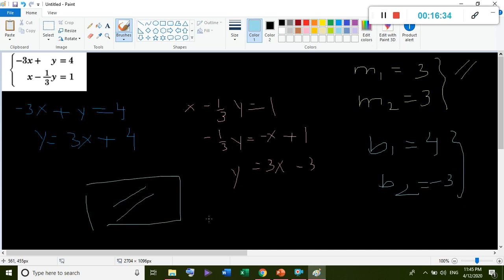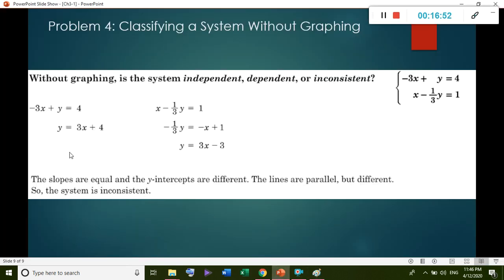When it's a parallel line, it's inconsistent. It means there are no solutions. Let's check our answer. So 3x plus 4 and 3x minus 3: the slopes are equal and the y-intercepts are different. The lines are parallel but different, so the system is inconsistent.